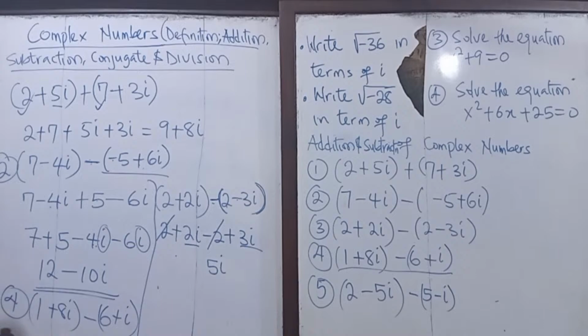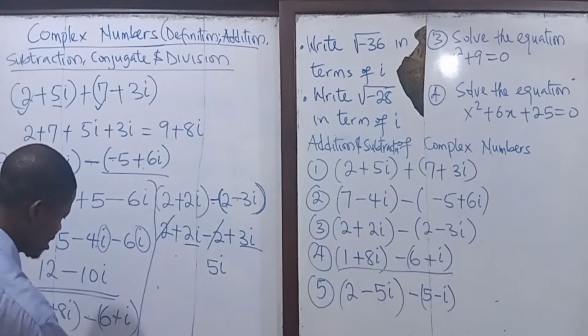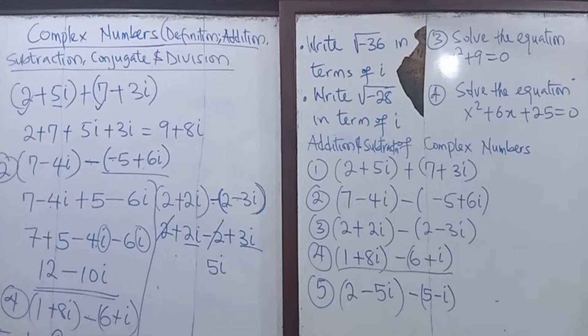What we are going to do is to open the brackets. The minus comes in: minus 6 minus i. Then begin to add the real parts together and the imaginary parts together. 1 minus 6, that's minus 5, plus 8i minus i. What you are doing there is just the coefficient. The coefficient of i in this place is plus 8, and the coefficient of i in this place is minus 1. So 8 minus 1 gives plus 7i. And that finished that fourth one.